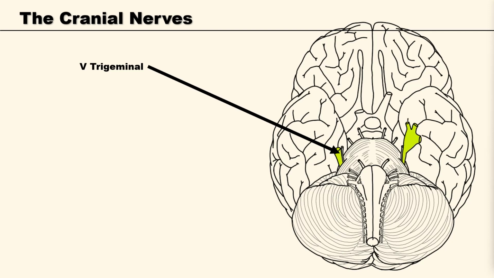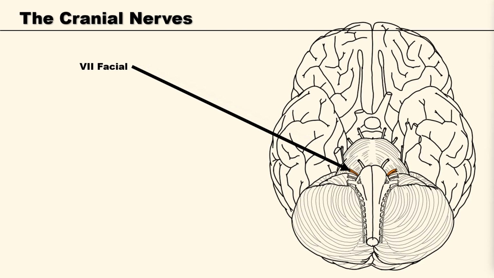Cranial nerve number 6 is the abducens nerve. Going back to the eye motor nerves, the oculomotor and the trochlear, the abducens innervates the remaining eye muscle, the lateral rectus muscle. This nerve therefore contains motor or efferent fibres.